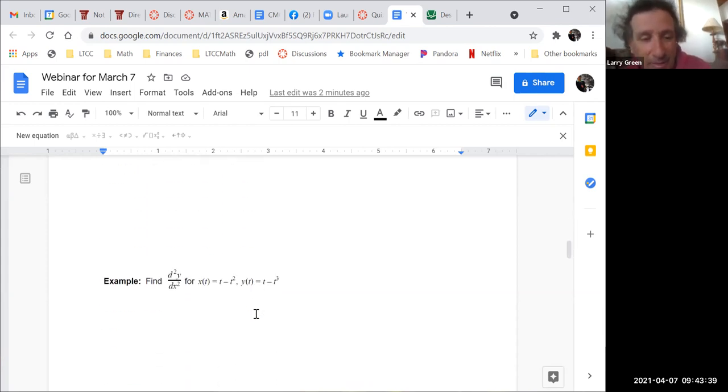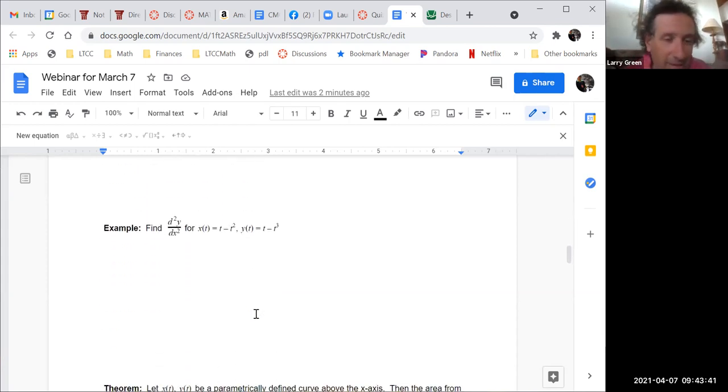So let's do an example. Let's see if you can find d squared y over dx squared for x of t equals t minus t squared and y of t equals t minus t cubed.